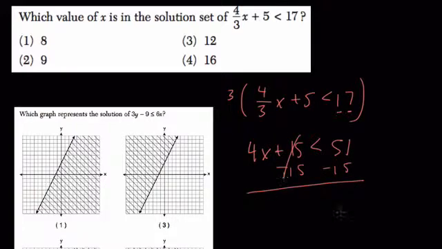We subtract 15 from both sides. 51 minus 15, that's 36, is greater than 4x. Divide both sides by 4. X is less than 9. So here, don't pick 9. X has to be less than 9. So x could be 8.